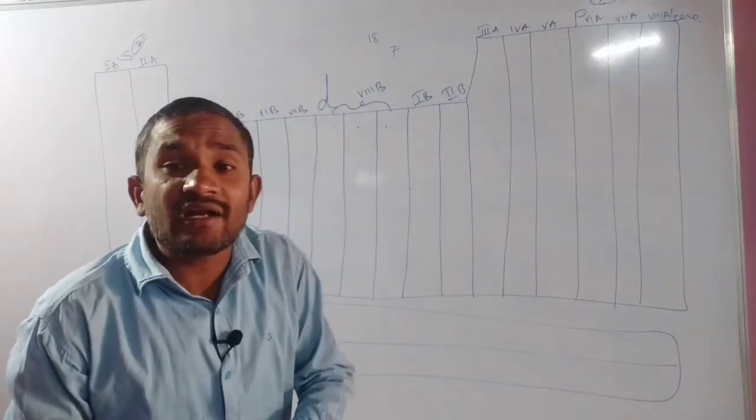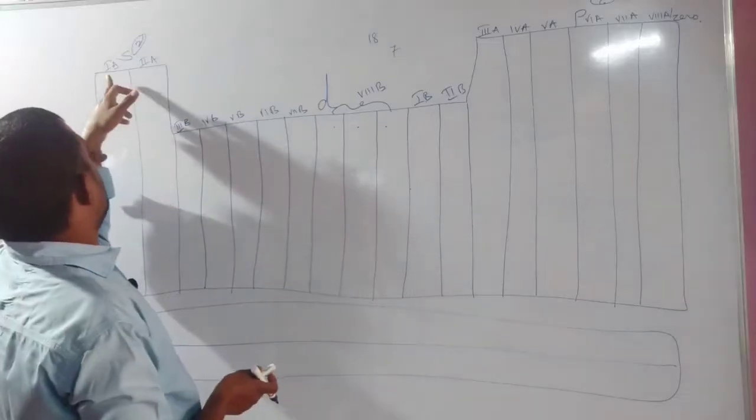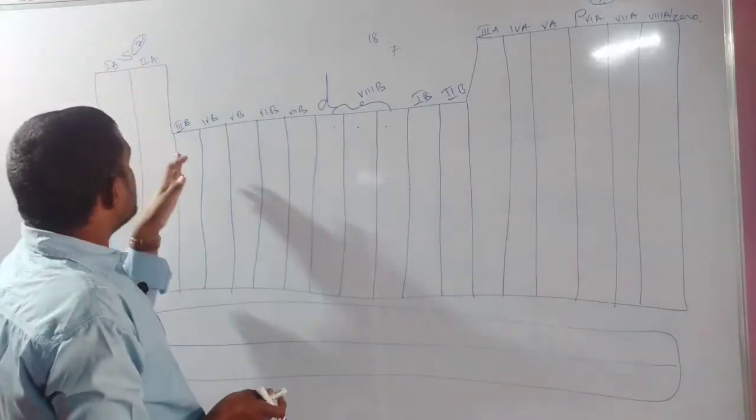Sir, why are we not writing first B, second B like that here? Here it is a continuation: first, second, then third.